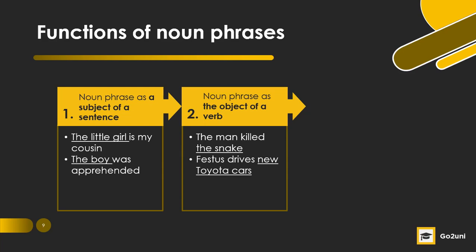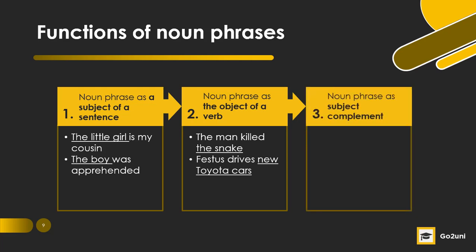The same thing with the second sentence. Festus drives new Toyota cars. Okay, that's the sentence structure. And then you have new Toyota cars underlined as a noun phrase. And then the function is, it is functioning as the object of a verb. Another example is noun phrase as subject complement.